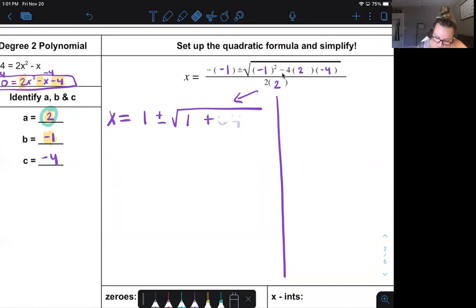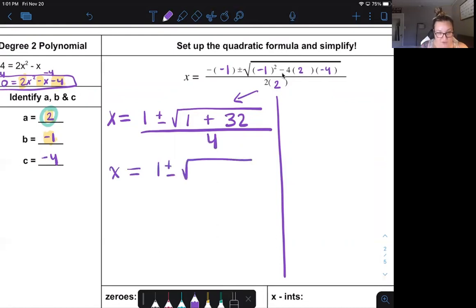No, wait, what did I just say? Negative 4 times 2 is negative 8, and negative 8 times negative 4 is 32, because I can multiply. All over 2 times 2, which is 4. So x is equal to 1 plus or minus the square root of 1 plus 32, which is 33, all over 4. Now there's a couple things I need you to notice. One is that my square root sign goes all the way across, 1 plus 32. My fraction bar goes all the way under the 1 and then past the square root sign. And I have x equals at each step.